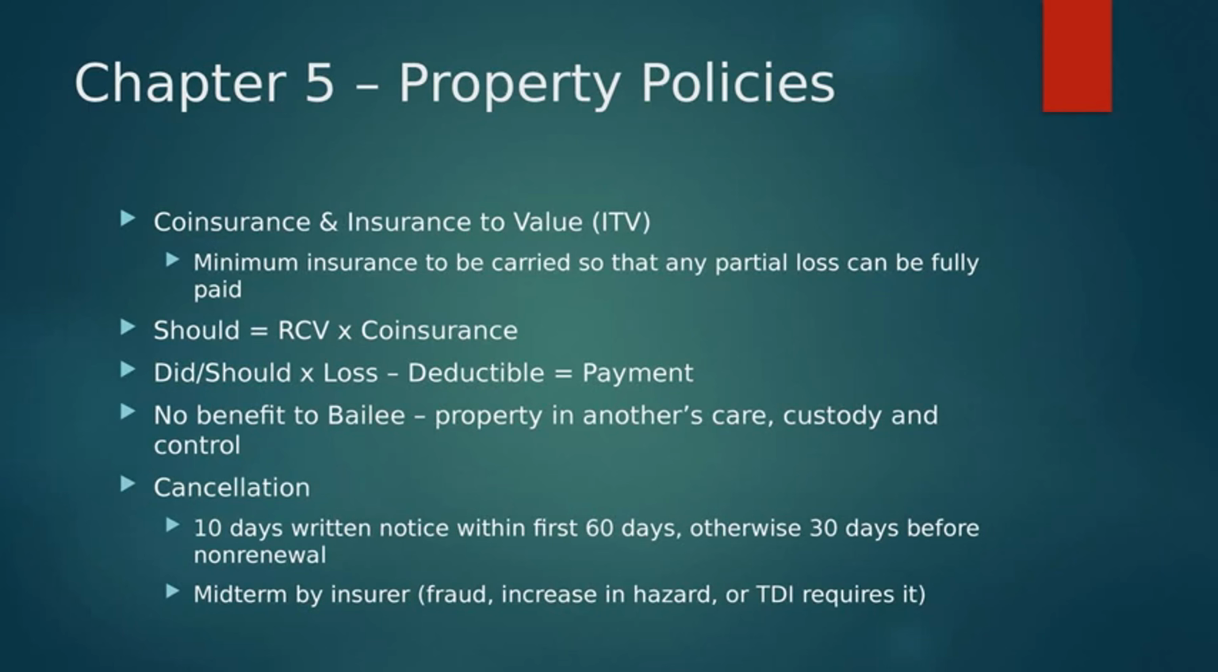So the first thing we do is we take the $100,000 times the 80% to create what we should have had on the insurance. So we calculate the should first, and this comes out to $80,000. Now we take the $40,000 divided by the $80,000. We multiply that by the $40,000 loss and subtract out $1,000, which calculates out to $19,000 of payment to John in this loss situation.